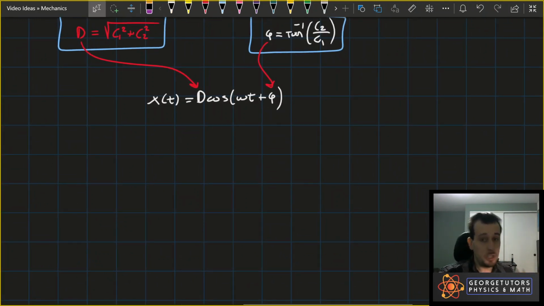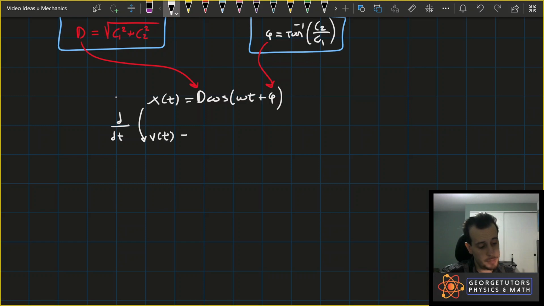Further from here, what you can do is start taking time derivatives right now and jump to the velocity expression and the acceleration expression for the simple harmonic oscillator. For example, v of t here, if we take the time derivative of this, this is a constant, that's a constant, that's a constant. So when we take the derivative of this, we end up with negative omega times d sine omega t plus phi.